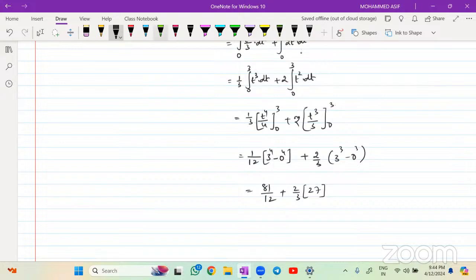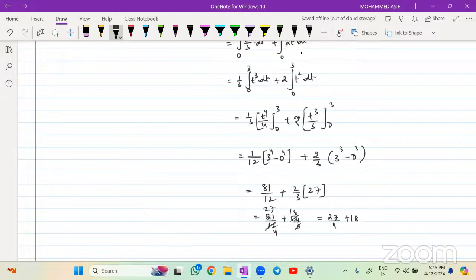How many of you got it? 81 divided by 12 plus 2/3 into 27. How much is it coming? It is 81 divided by 12 plus 27 twos are 54, 54 divided by 3. So 54 divided by 3, this will go 3 ones, here 2, 3 8s are 24, 3 8s are 12 will come, 3 4s are 12, 3 2s are 6, so this will be 27 divided by 4 plus 18. Clear?